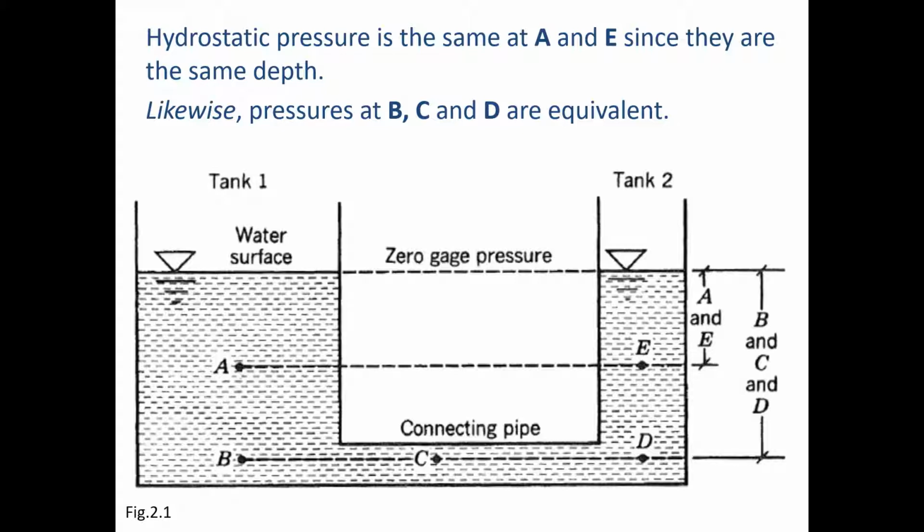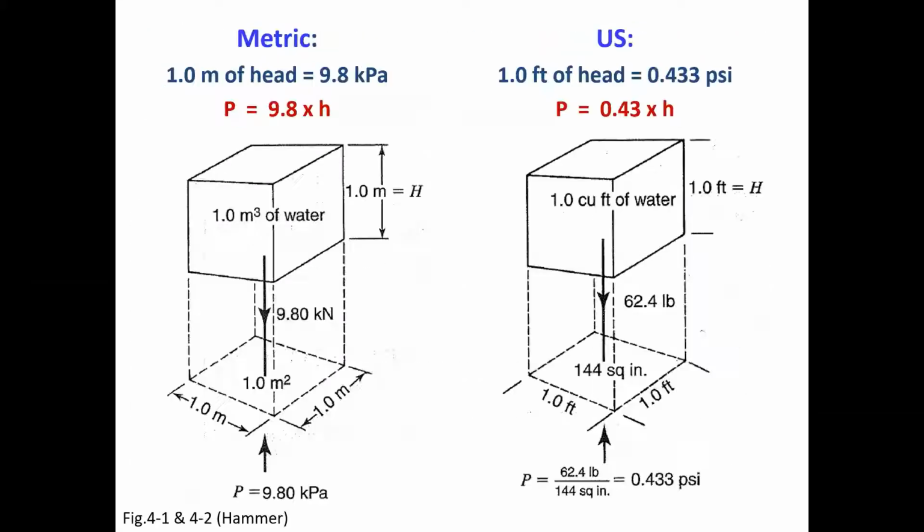The deeper you are, the more pressure there is. Like I said, it doesn't have anything to do with the shape or the actual quantity of water. So there's the formula, and this is the formula that you need to know. Pressure is 9.8 times height.